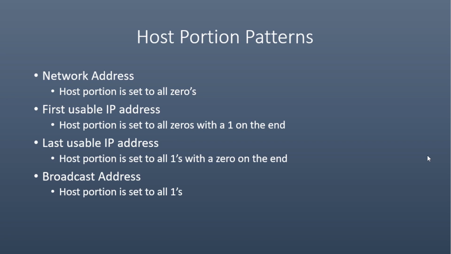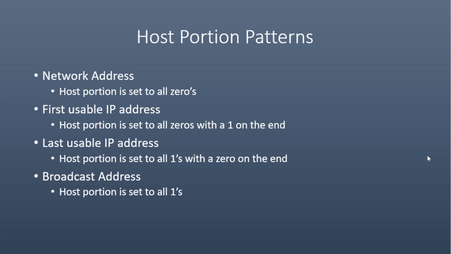Okay, so once I know the network, I can then find out the first usable IP address on that network. All right, so you take the host portion and set it to all zeros. And again, I'm talking binary now. You set it to all zeros with a 1 on the end. And that gives you the first usable IP address that you can assign to a device. That device might be your switch, it might be your router, it might be a printer, it might be your server, what have you. But again, you find the first usable IP address that you can assign to a device, whether that device is a router, a server, whatever.